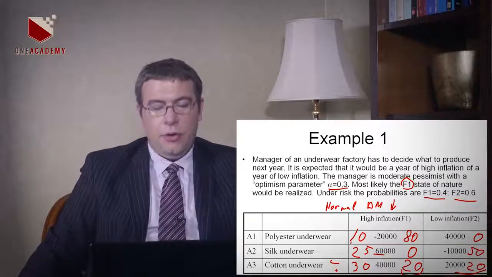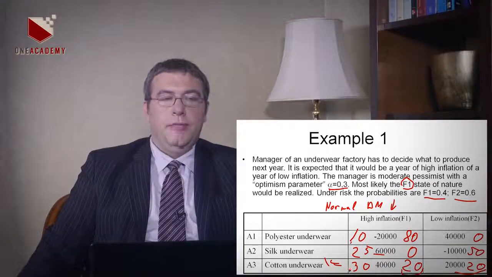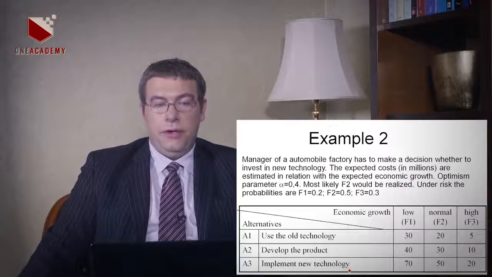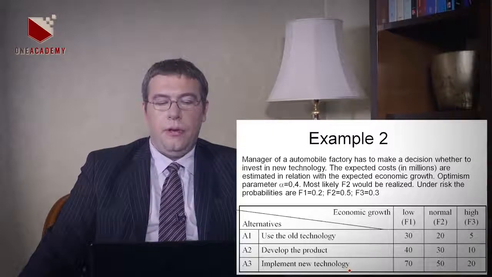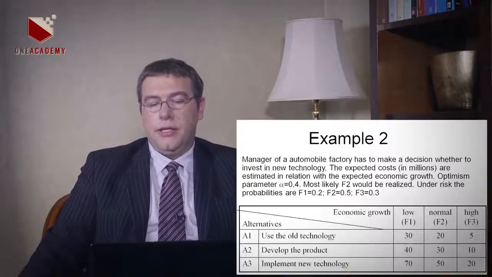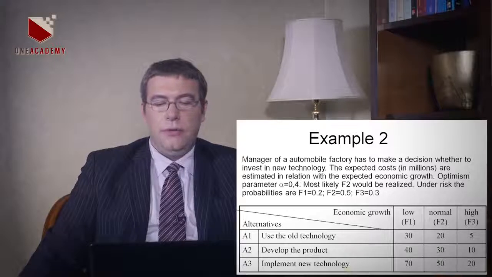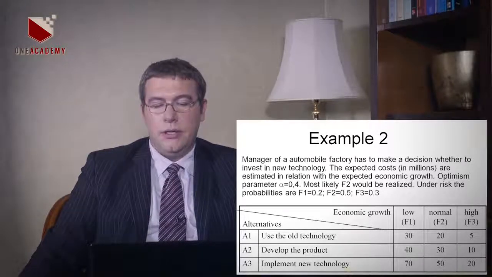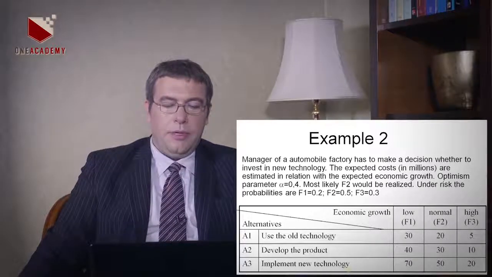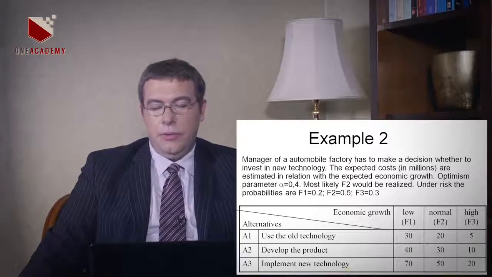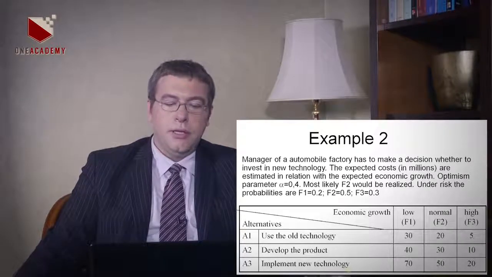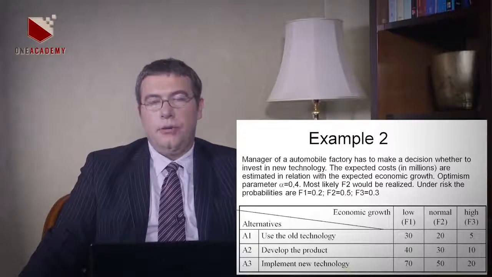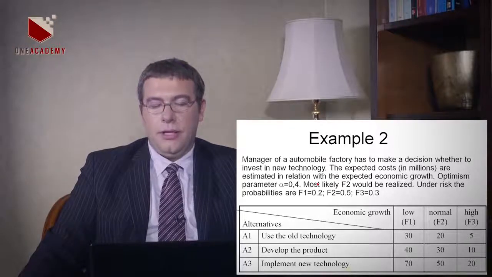Okay, the next example I'm going to give you, just as an exercise, is somewhat different. A manager of an automobile factory has to make a decision whether to invest in new technology. The expected costs in millions are estimated in relation to the expected economic growth. The optimism parameter is 0.4. Most likely F2 will be realized, and the risk probabilities are 0.2, 0.5, and 0.3. Take some time and try to solve this problem. Pause the video right now.